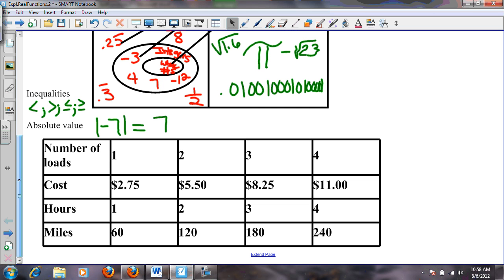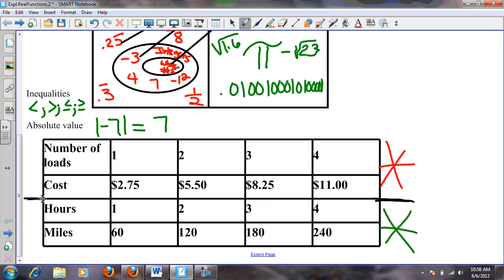We're comparing two things. These are two separate charts here. Chart number 1 is starred in red. Chart number 2 is starred in green. If you look at your note sheet, you have this chart. Number of loads compared to cost.